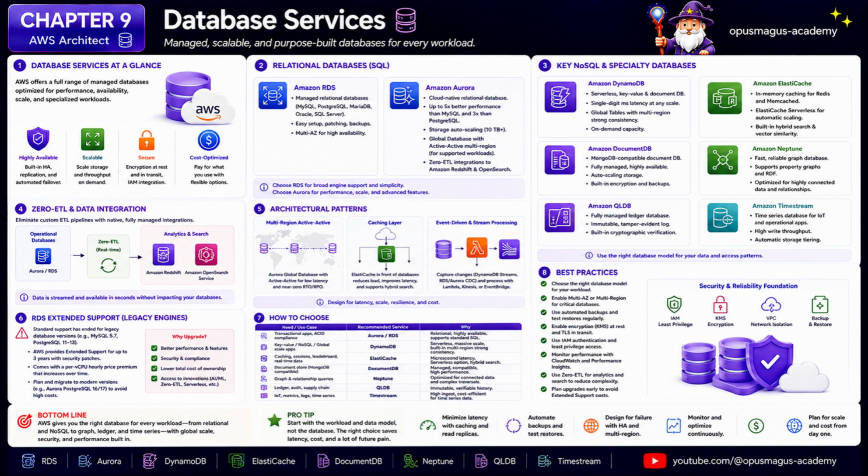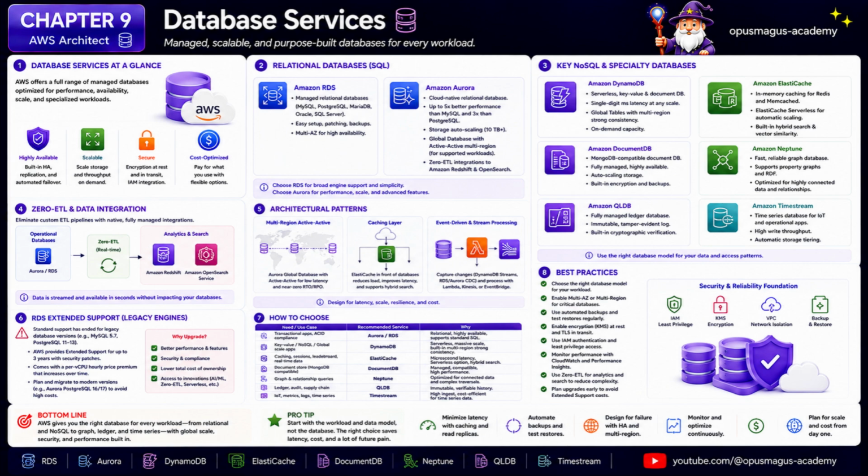TimeStream is AWS's time series database. It is built for data where time is the organizing dimension: metrics, telemetry, IoT readings, operational events, application measurements, and monitoring-like workloads. Time series databases are optimized for high ingestion rates, time-based queries, retention, and downsampling patterns. TimeStream is relevant when the workload is dominated by time-indexed measurements rather than traditional entity relationships.